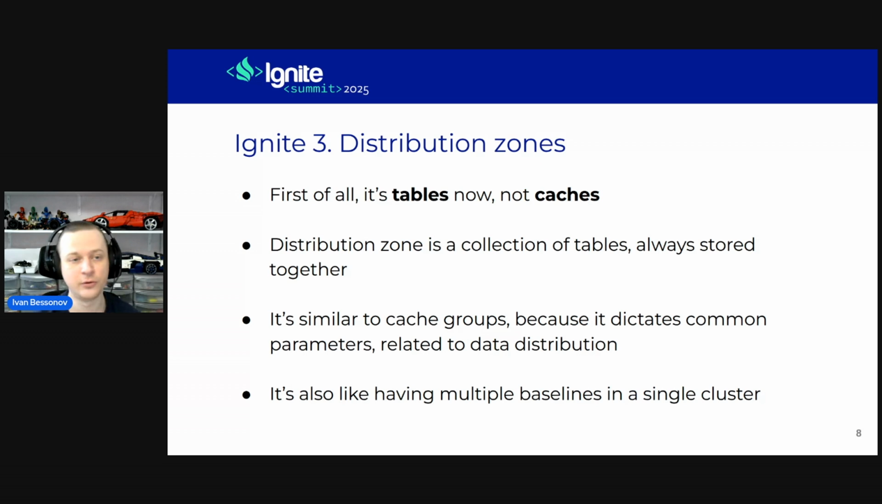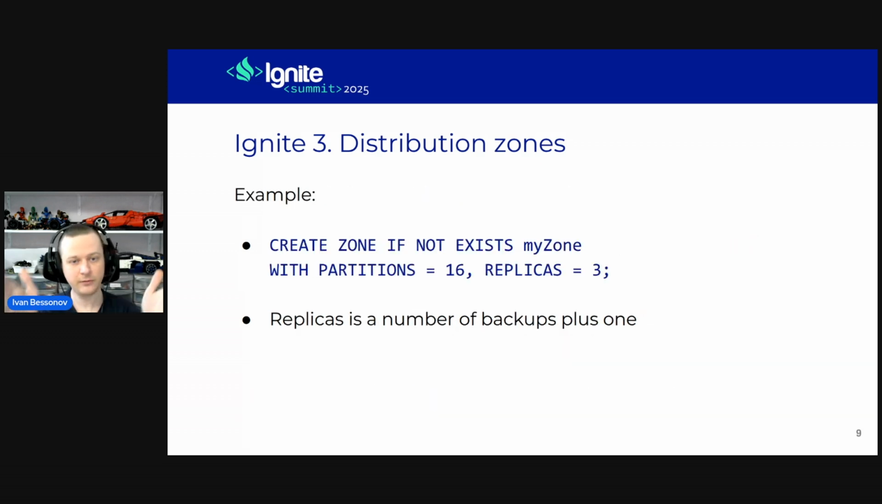Let's take a closer look at the settings that we have. First of all, there's an example. These are obvious things that you can configure: the number of partitions, the number of replicas. Replicas might look like a new term. It's just the number of copies of data that we store in Ignite. Previously, we used the term backups, so replicas is basically backups plus one. This is the syntax that we use in SQL. There's a keyword WITH, and then you have a comma-separated list of keys and values.